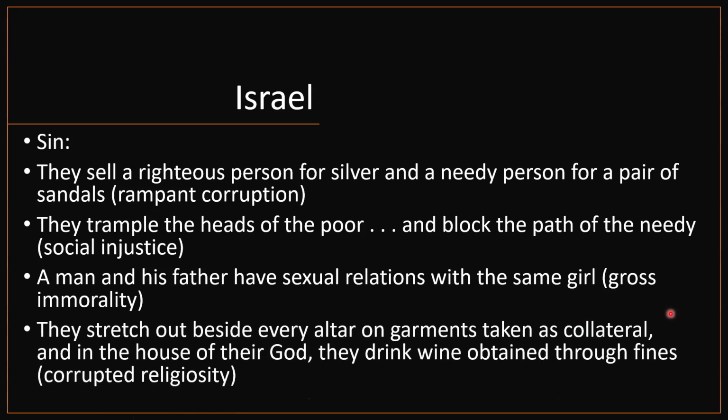This is what they had done. They stretch out beside every altar, so to Baal, to Asherah, to whoever, Molech and everything else. One of the kings even sacrificed his son on an altar of Molech, even Judah's kings. Garments taken as collateral, and in the house of their God, they drink wine obtained through fines.